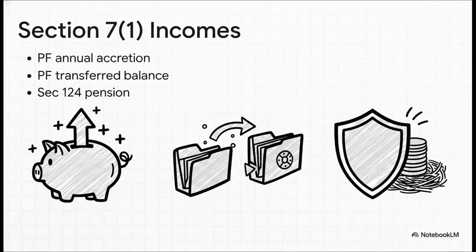The Act outlines 3 very specific scenarios under Section 7.1, where income is deemed to be received. First up, the annual accretion in a recognized Provident Fund. Think of annual accretions simply as the growth of the fund. The interest credited and the employer's contributions during that specific year. Second, the transferred balance in a recognized Provident Fund. And third, contributions made by the central government or an employer to a specific pension scheme. Now listen, these exact phrases, annual accretion, transferred balance, and pension contribution, these are the golden keywords your examiner is going to be hunting for on your answer sheet.